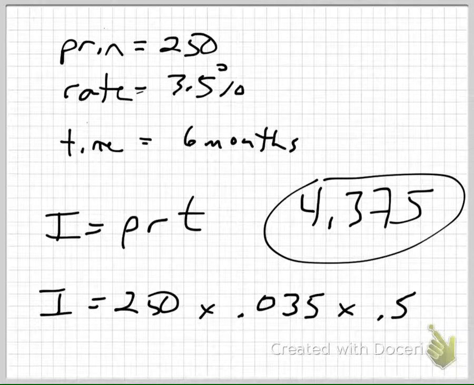I don't get how 6 months would be 0.5. It's 6 months, half a year. If it was 1 year, you multiply by 1. But 6 months is half a year, so you do 0.5, right? 3 months is a quarter of a year, which is why you put 0.25. Make sense? Okay, I'm going to show you one other thing.